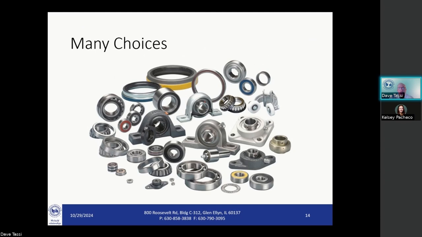As you can see, there are many choices and styles of bearings for the myriad of applications in the world. Please use this tutorial next time when choosing the right bearing product.